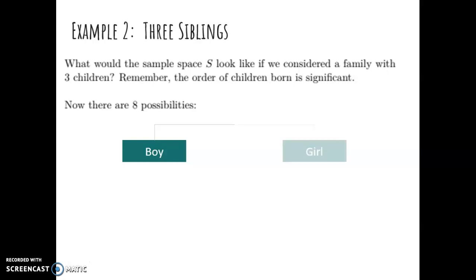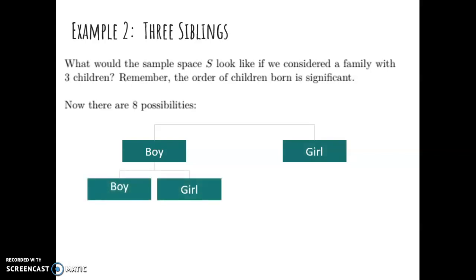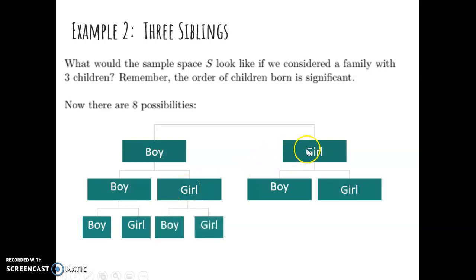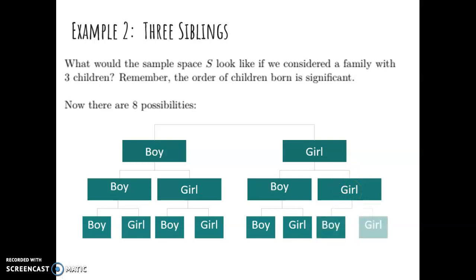So the first one could be a boy or a girl. If the first were a boy, the second could be a boy or a girl. If the first were a girl, the second could be a boy or a girl. But remember, they're having 3 children. So if the first were a boy and the second were a boy, the third could be a boy or a girl. If the first were a boy and the second were a girl, the third could be a boy or a girl. If the first were a girl and the second were a boy, the third could be a boy or a girl. And if the first were a girl and the second were a girl, the third could be a boy or a girl.